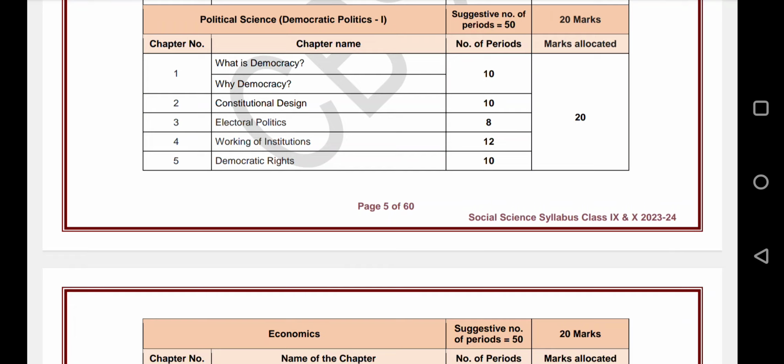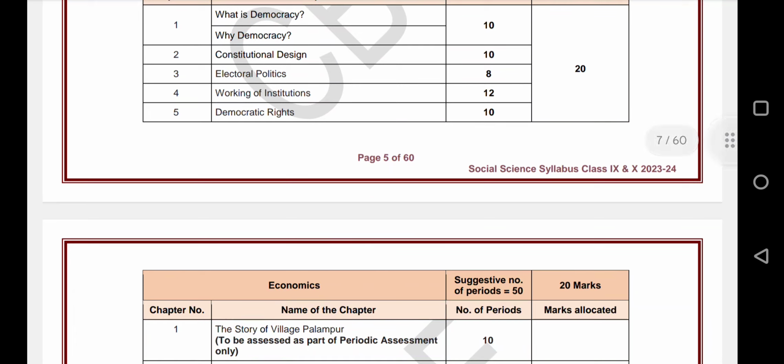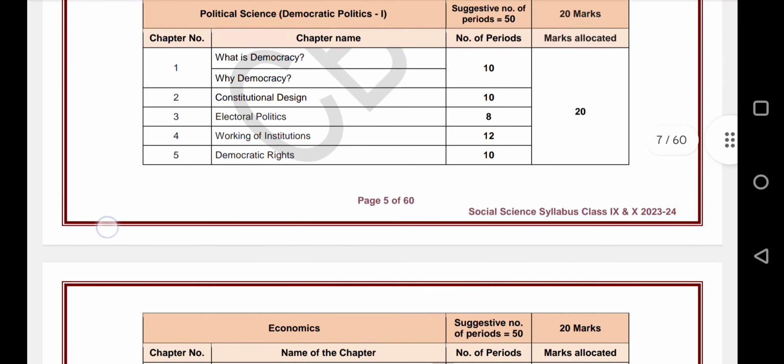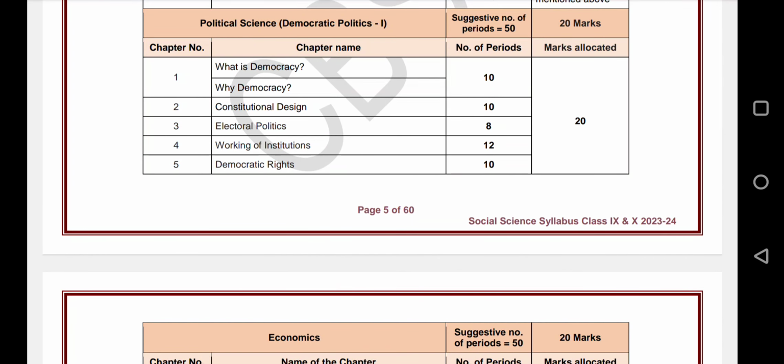Okay, next we have democratic rights. So we have a lot of rights, we'll be learning about those rights, and after learning those rights, we'll try to understand our duties as well. Okay, so these are the things which you are going to learn from these chapters, and these chapters are going to be of 20 marks. So you have to learn the same way you're learning other books.